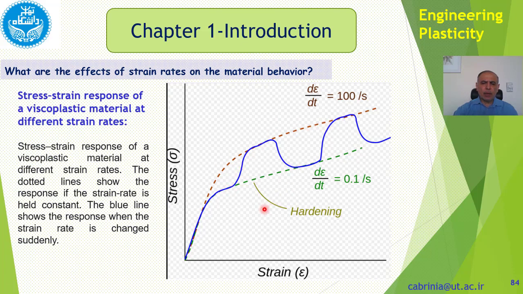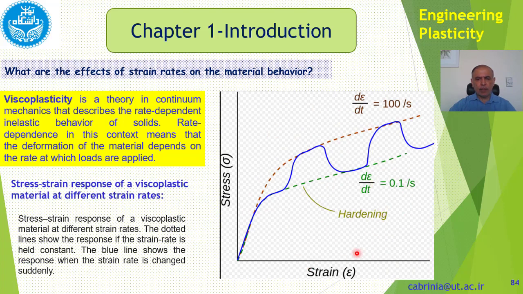We have shown a viscoplastic material. Now let's have a look at this figure. We have stress versus strain. These green lines are simple stress strain curves at different strain rates. For instance, this one is at 0.1 per second and this one is at 100 per second. Okay? And this blue line is the stress strain curve with changing strain rate.